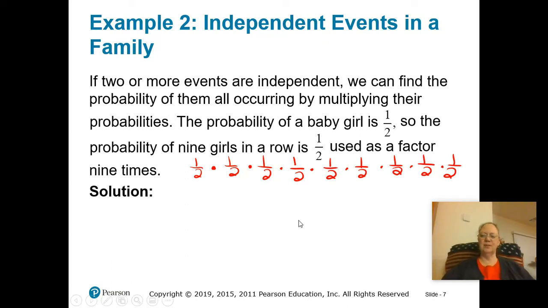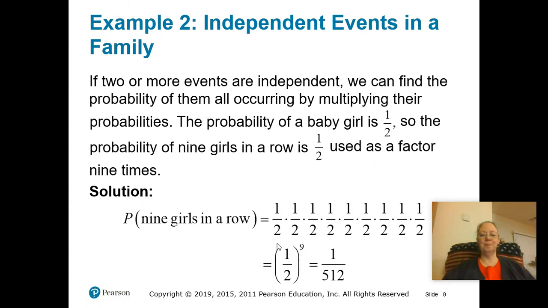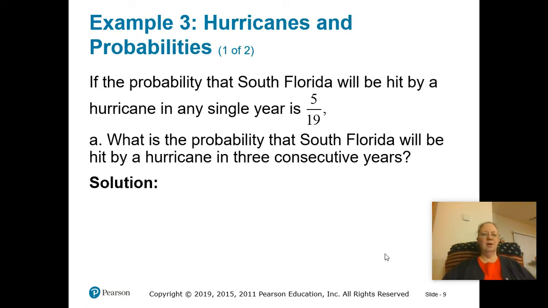That actually happened. They were a pretty famous family. I don't remember the name offhand, but it should be in your textbook. So you multiply it together and you get 1 out of 512. So the probability is 1/512th of it happening, 9 baby girls in a row.